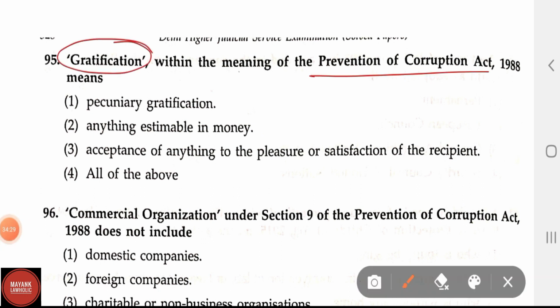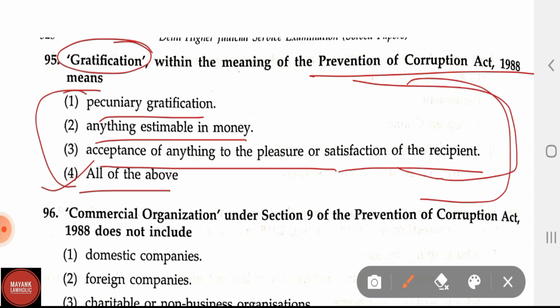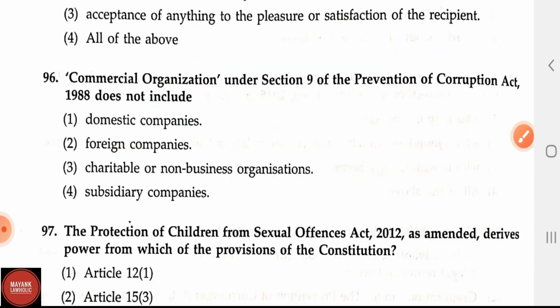Gratification within the meaning of the Prevention of Corruption Act 1988 means pecuniary gratification; anything estimable in money; acceptance of anything to the pleasure or satisfaction of the recipient; and option 4, all of the above. All of the above statements are correct because all three statements define what gratification actually is. So all of the statements are correct. Now let us see question number 96.